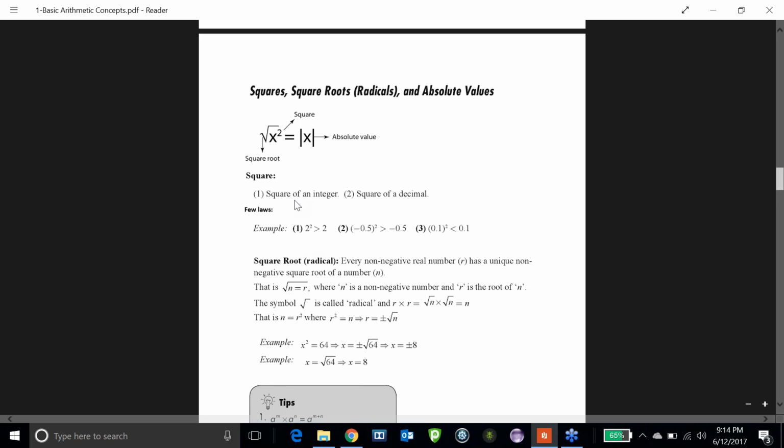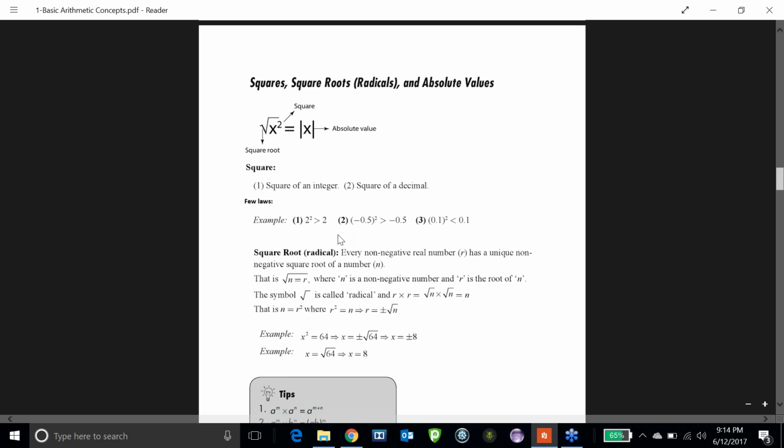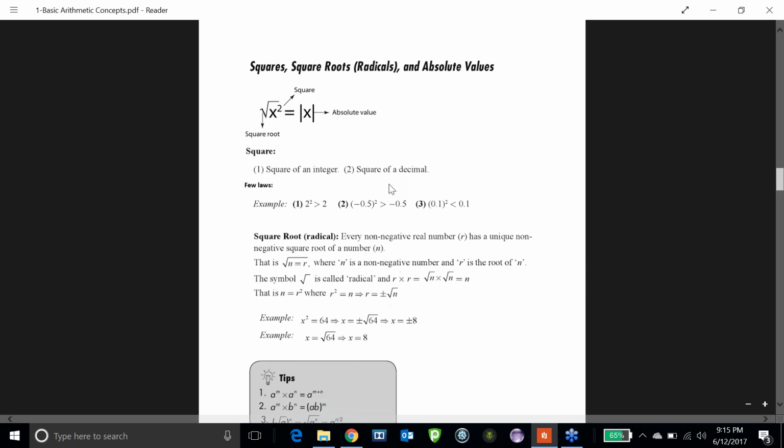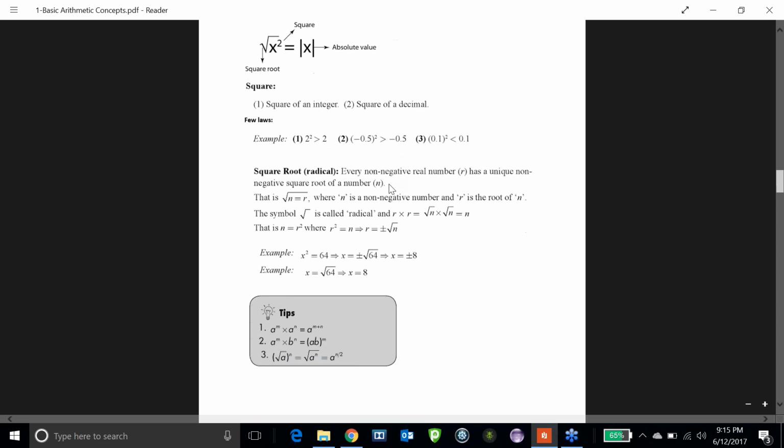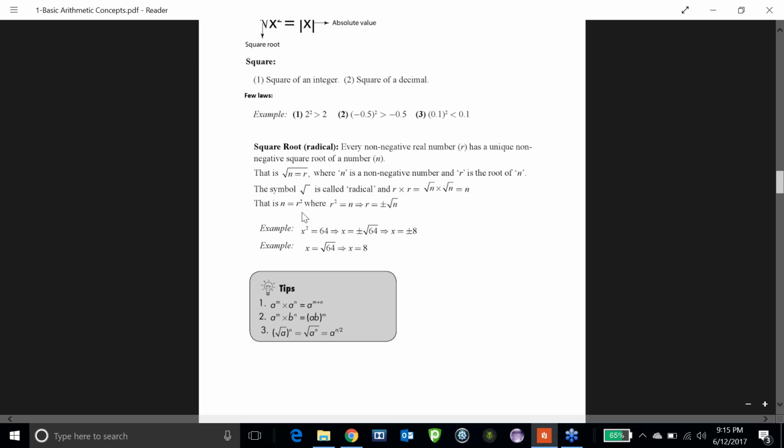These are a few examples you need to do on your own later and find the values, so that you will know what is the square of an integer, and the difference between the square of an integer and the square of a decimal. And coming to the next, these are a few tips: a to the power of m into a to the power of n is equal to a to the power of m plus n.